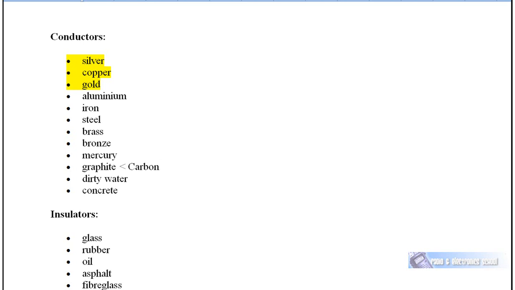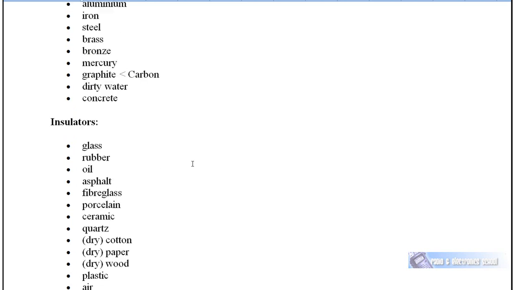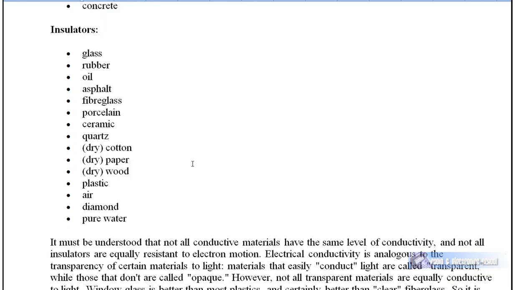Dirty water is a conductor, concrete is a conductor, mercury, bronze, brass, steel, iron, aluminium, gold, copper and silver. If you can remember carbon, graphite, silver, copper, gold and aluminium, you'll do well with any of those questions on the assessment. Just scrolling down to look at the insulators.